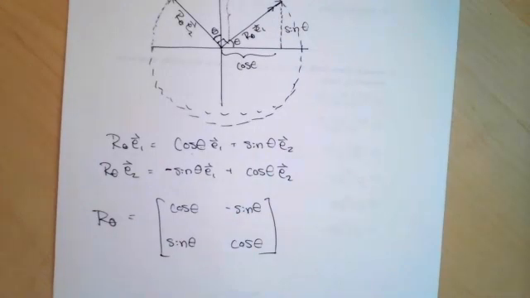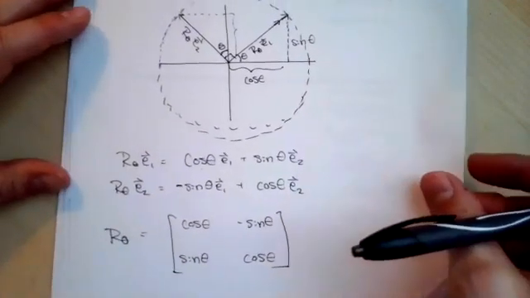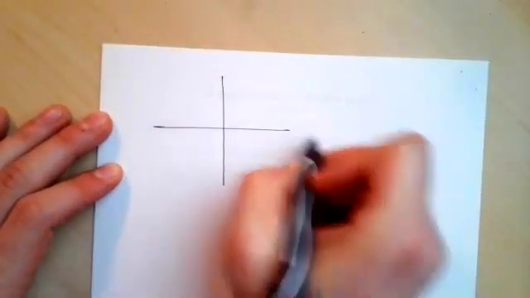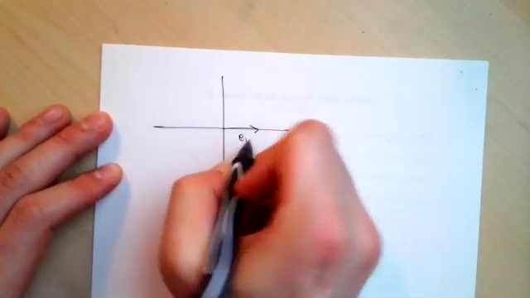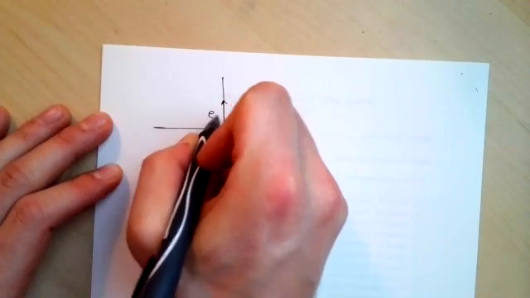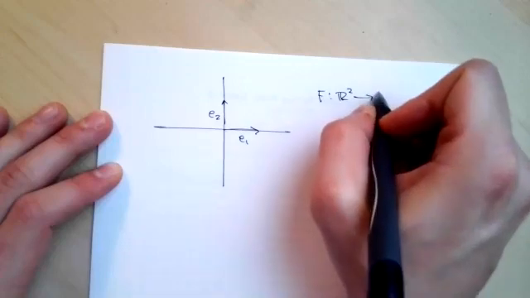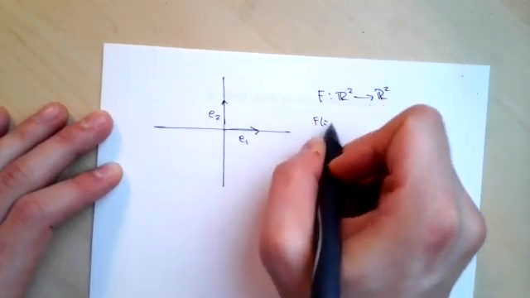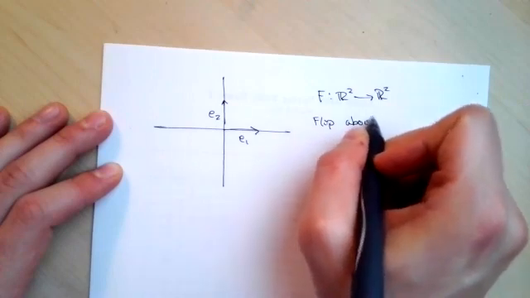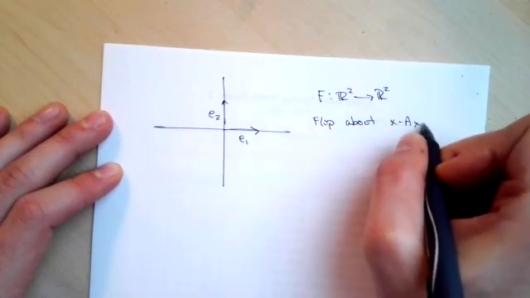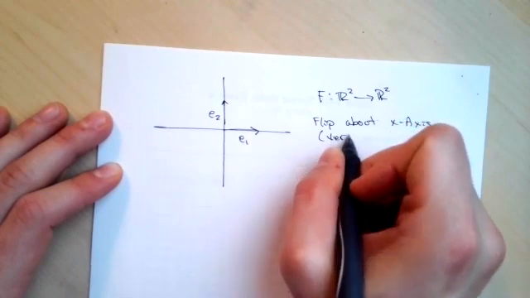So that is our rotation matrix. Let's do our flip matrix. So I'm just going to call that F. So of course we look at our standard bases, E1 and E2. And let's say F is going to be our flip about the x-axis. So of course a vertical flip.